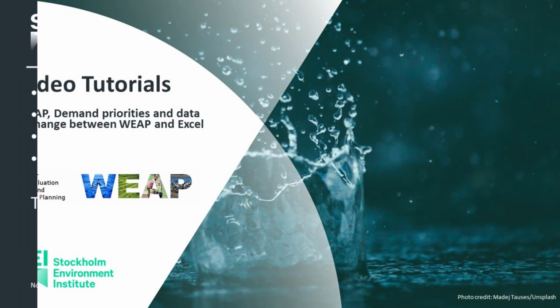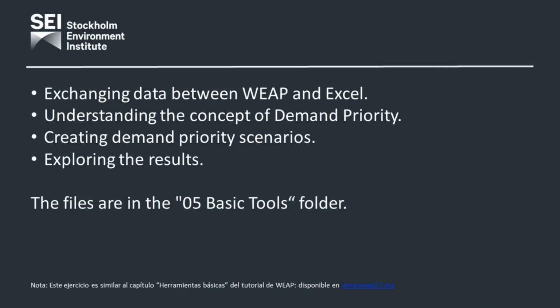Hello, in this video tutorial we will see how to exchange data between WEAP and Excel. Also, we are going to talk about the demand priority variable in WEAP. WEAP will allocate water in the system depending on the assigned demand priorities. To better understand what demand priorities are, we will create scenarios, run the model, and explore the results.